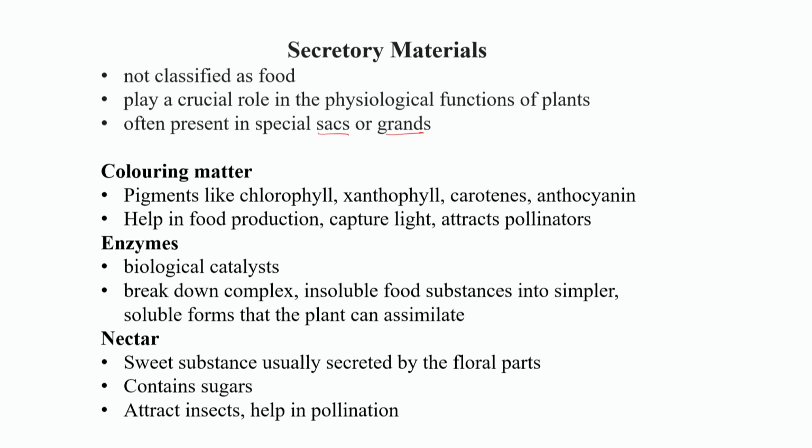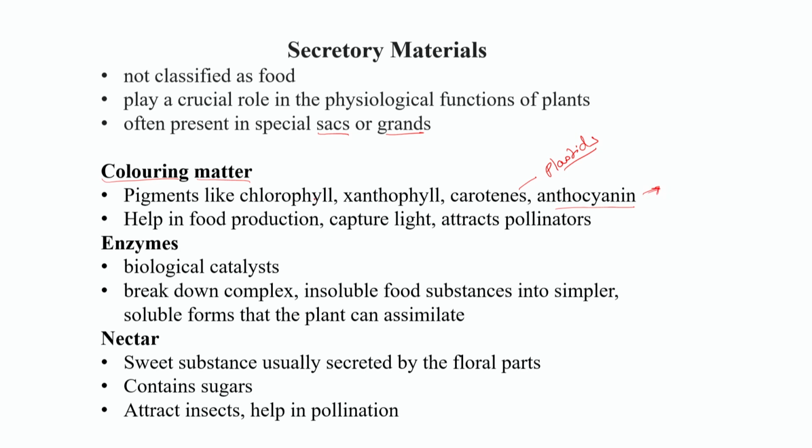Now, basically a few types of secretory materials are there, like coloring matter. They are also stored in some compartments. We know that pigments like chlorophyll, xanthophyll, carotene are stored in plastids, so they are stored in compartments. Anthocyanin, which is present in the vacuole of epidermal cells, also gives color. Now, these are not acting as food, but they are performing a lot of functions.